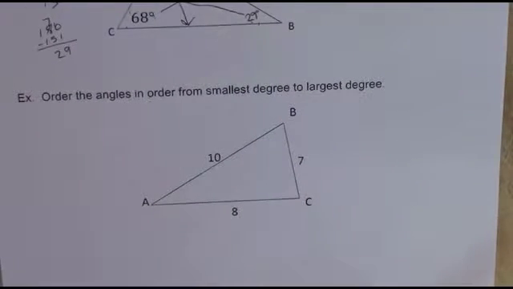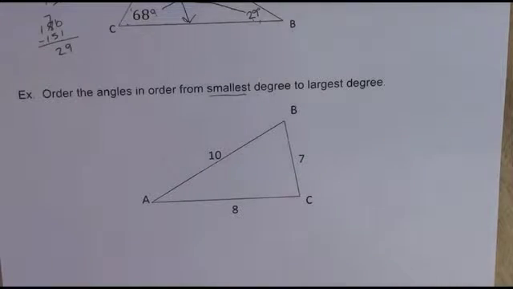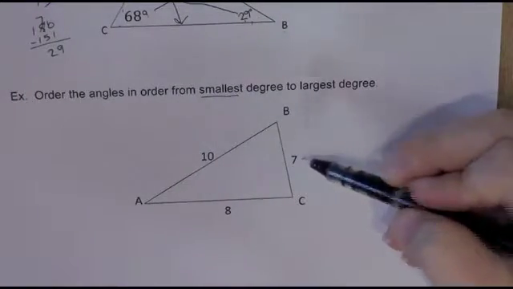Now the second example. Order the angles from smallest degree to largest degree. It's essentially the exact opposite of what we just did. We do want the smallest one first, so let's keep that in mind as we work. The smallest angle is going to be opposite the smallest side. So we need to figure out which side is the smallest, which side is the second smallest, and so on. The nice thing here is that they give you 10, 7, and 8. 7 is the smallest.